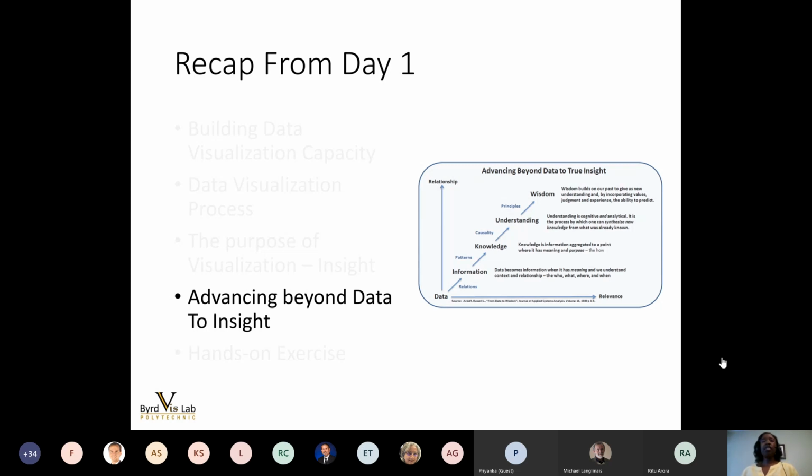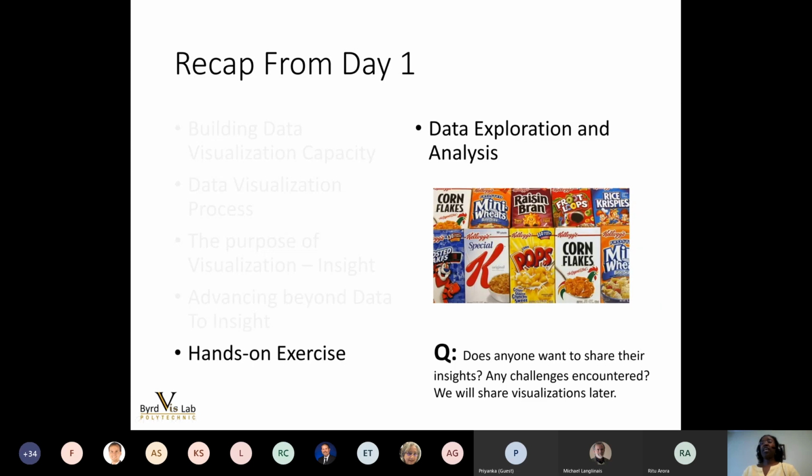And lastly, what we did yesterday was to have a hands-on exercise. So I made available a small data set, which was small enough so that you could manually take a look at it and explore it. And so at this time, I'd like to see if anyone is courageous enough to share with us any insights that you were able to uncover with that small data set, if anyone continued to work with it.